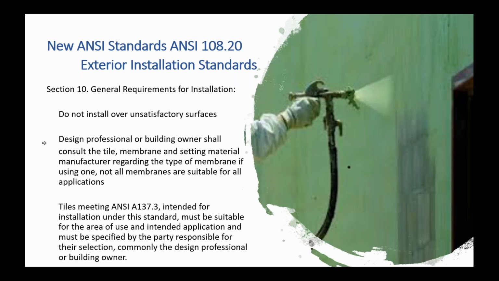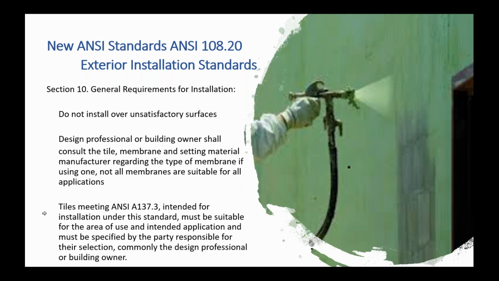Some general requirements for installation: don't install over unsatisfactory surfaces. The design professional or building owner shall consult with the tile, membrane, and setting material manufacturer regarding the type of membrane, if using one. Not all membranes are suitable for all applications. This really talks about, as an example, that 5mm recycled rubber membrane. I would not recommend that on a floor with a gauge porcelain tile. But there's a variety of other membranes we commonly do. Probably the easiest one to consider when you're doing gauge porcelain tile is the liquid applied crack isolation and/or waterproofing membranes, because they maintain such a thin profile.